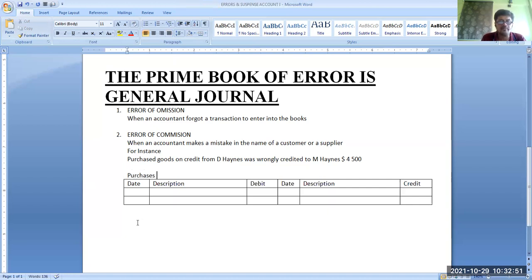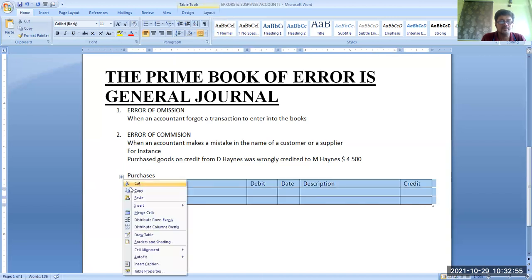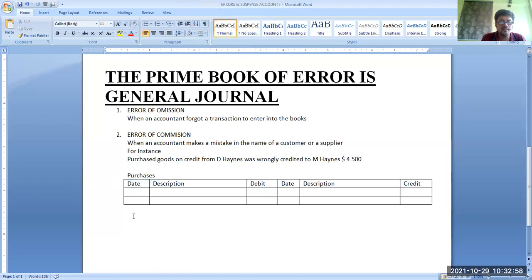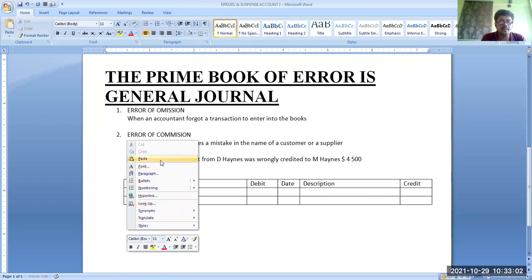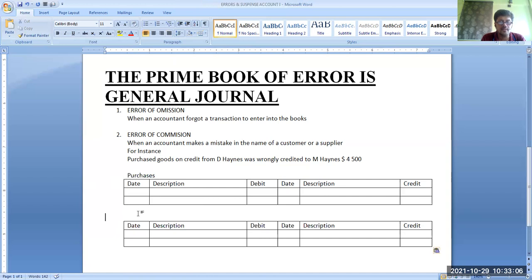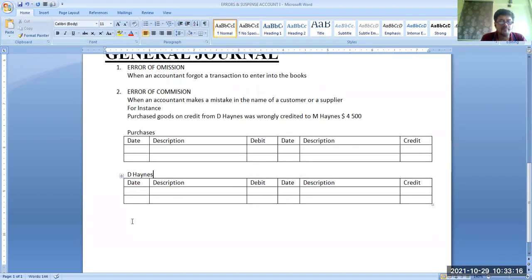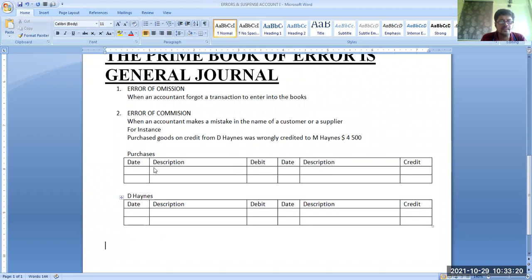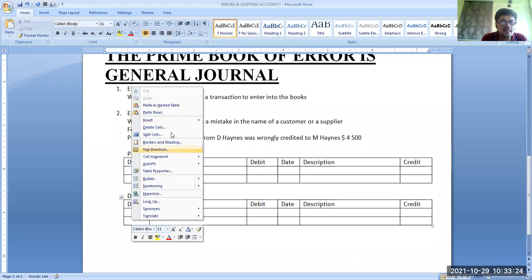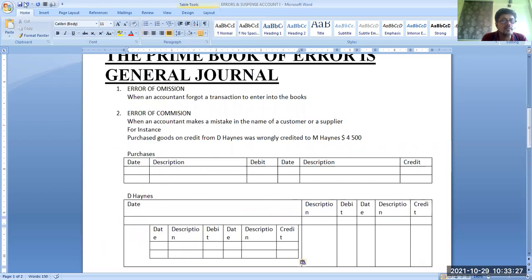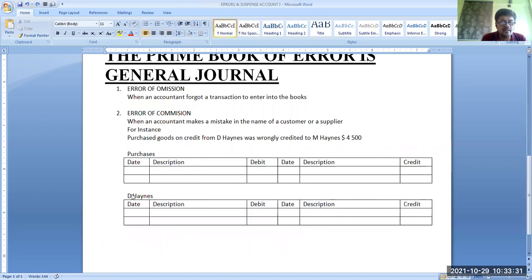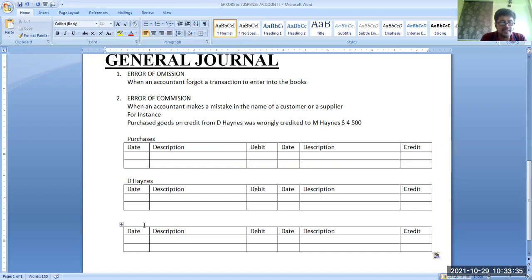Okay. Now, this is the T account of D. Haynes. Okay. Now, this is a T account of M. Haynes. Now, when you bought goods from D. Haynes, which account was supposed to be debited and which credited?